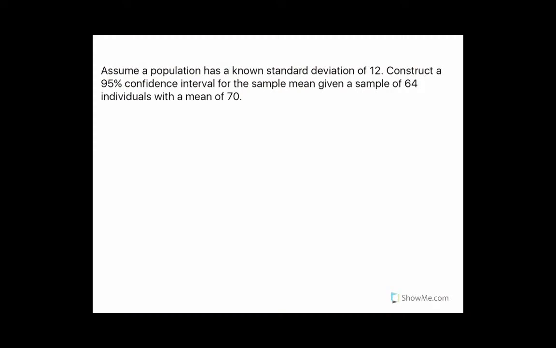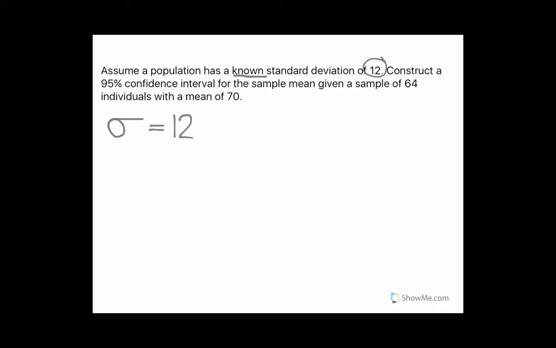Now we're going to look at one example of how to construct a confidence interval. Here's our question. Assume a population has a known standard deviation of 12. Construct a 95% confidence interval for the sample mean, given a sample of 64 individuals with a mean of 70. The first thing we're given is a known standard deviation of 12, and the fact that the standard deviation is known tells us it's a population standard deviation, so sigma is 12.